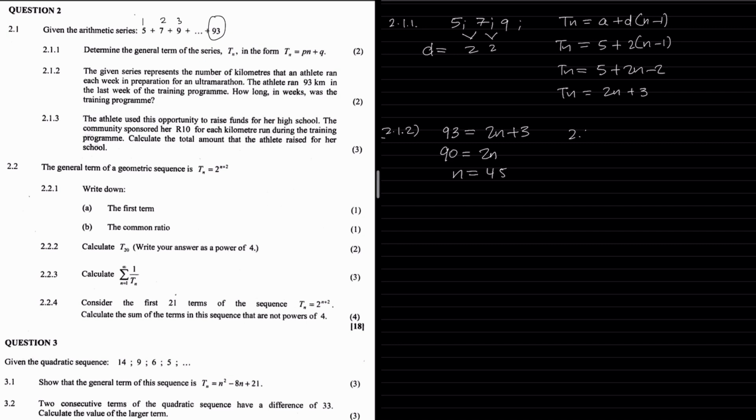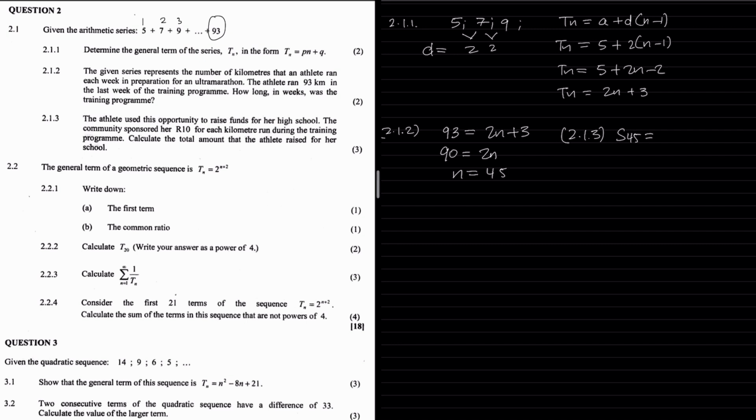Question 2.1.3 reads, the athlete used this opportunity to raise funds for her high school. The community sponsored her 10 rand for every kilometer run during this training program. Calculate the total amount that the athlete raised for her school. So we want to know in this 45 weeks, right? In the 45 weeks, what's the sum of these numbers? So we want to work out the sum to 45.